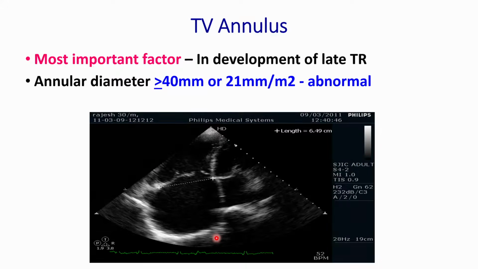And also we should always measure the tricuspid valve annular diameter. If it is more than 40 mm or more than 21 mm per meter square of body surface area, it is an indication for sending the patient for associated tricuspid pathology repair also. Usually they do tricuspid annuloplasty to achieve coaptation of the tricuspid leaflets.